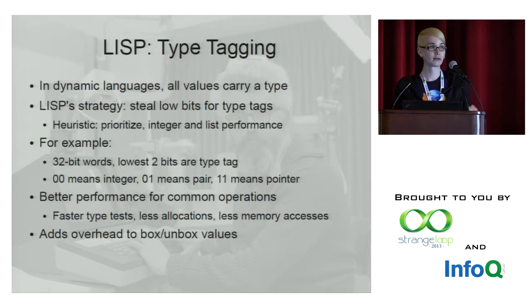So for example, 00 would mean that my value is an integer, 01 could mean pair, and 11 would mean pointer. And then what happens is that we avoid having an extra level of indirection when we're fetching an integer or a pair. And so we get better performance for these operations. We get faster type tests. We get less allocations. We don't have to allocate temporary memory for integers where there are no integer objects. And so we also do less memory accesses. But this is a compromise because it also adds a little bit of overhead to box and unbox values inside of this type-tagged representation.